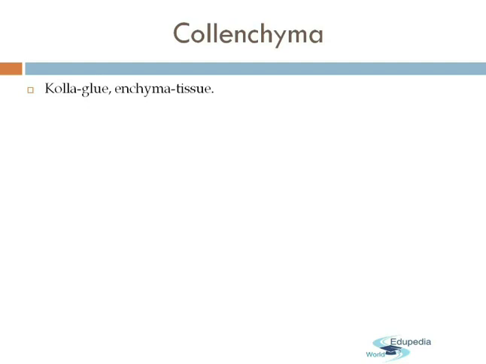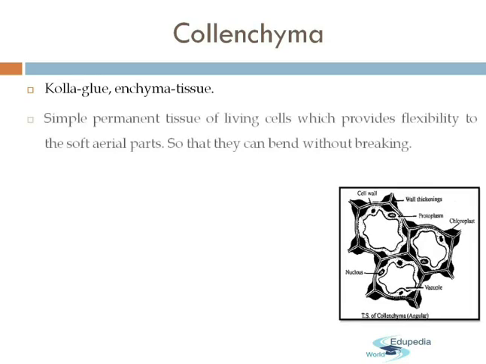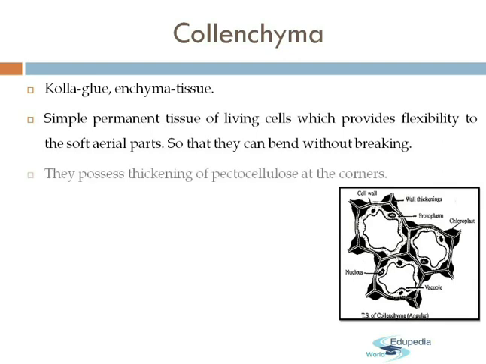Now, the next type of simple permanent tissue is the collenchyma. The word colla means glue and chyma, as I have already told you, means tissue. Now, what is the importance of this type of tissue? You might have seen that when there are strong winds, some plants bend and they again regain their position. So, collenchyma is a type of permanent tissue of living cells which provides flexibility to the soft aerial parts, the parts which are above the ground, so that these parts can bend without breaking.